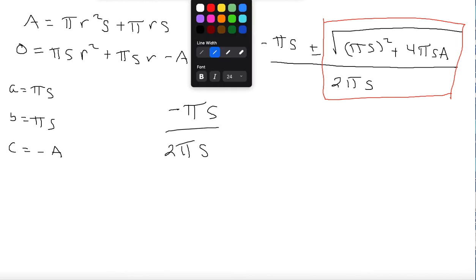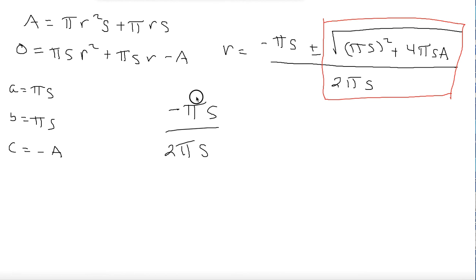And then notice if I reduce a little bit there, I can reduce out pi, I can reduce out s. And so what that means is this reduces down to negative 1/2. And so that's what would be going in the first answer box. Hopefully that helps.